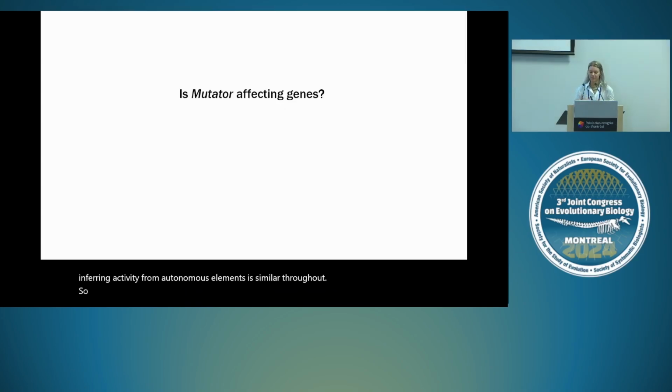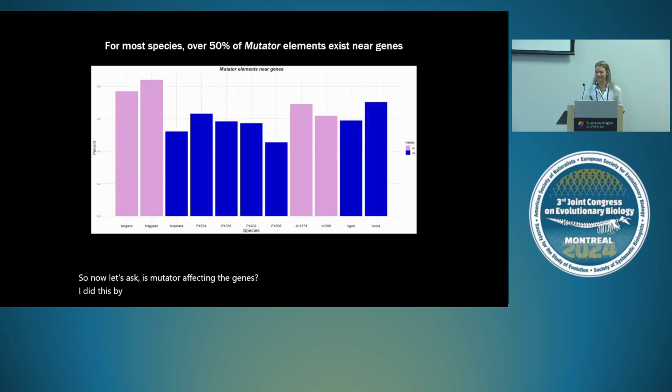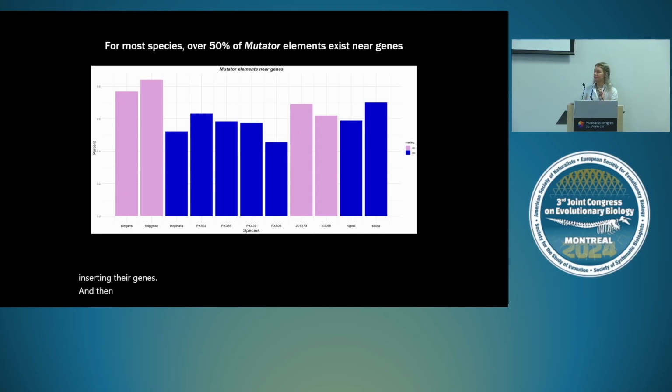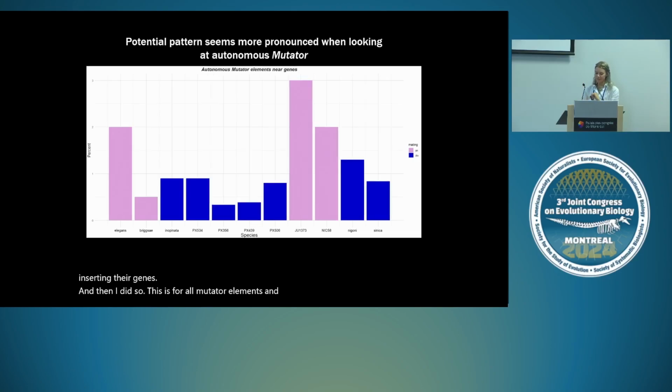So now let's ask, is mutator affecting the genes? I did this by just a bedtools intersect, 1 kb region on either side. So we see that for most species, they are inserting near genes, likely affecting them. And there actually might be a pattern between the androdioecious species and dioecious species, because the pink is the hermaphrodites, the blue is the male-female, and you can see that the pink have more inserting near genes. This is for all mutator elements, and then this one is for autonomous mutator elements. You can see that the pattern might be even more drastic here.